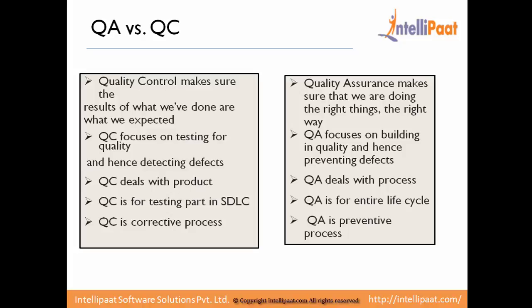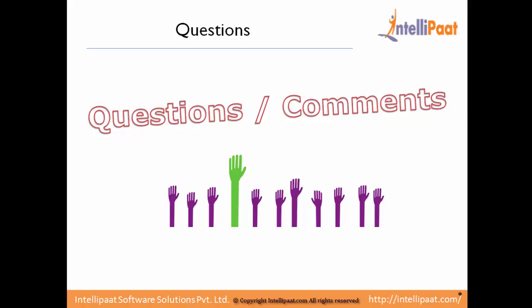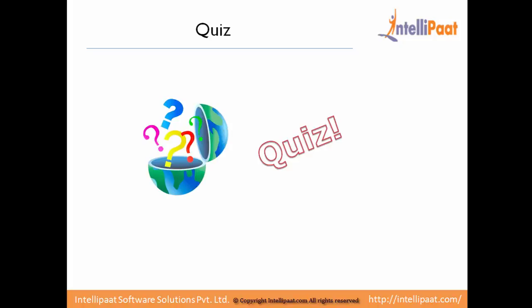Quality assurance makes sure that we are doing the right things the right way. It focuses on building in quality and hence preventing defects, rather than being corrective as we saw in QC. Quality assurance deals with the processes that are followed for different phases of SDLC. It is again for the entire life cycle and not only for the testing phase. Any questions, comments, please feel free to ask and we'll be happy to answer.